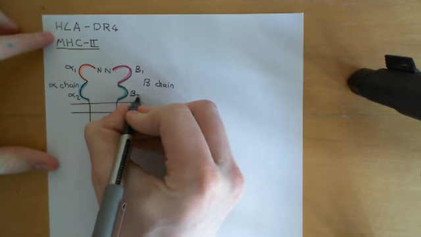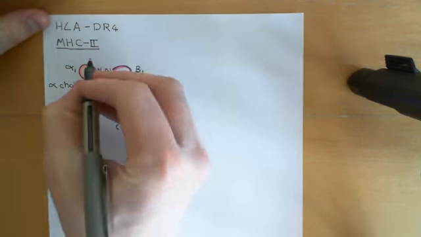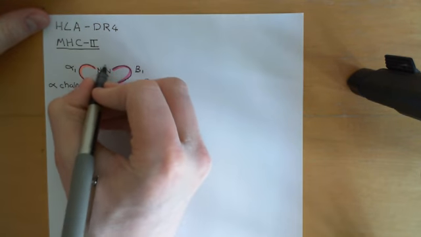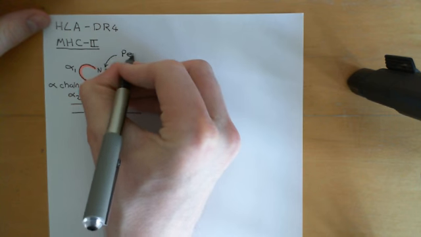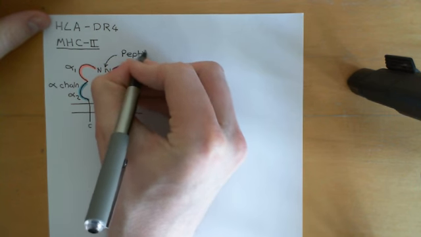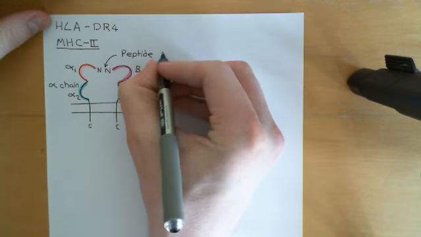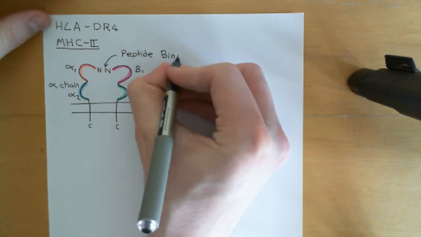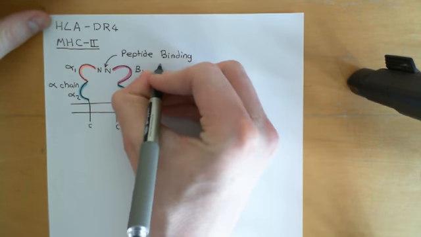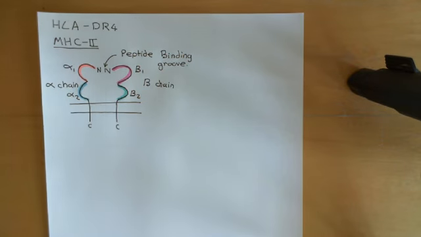Okay, now, the peptide binding groove of your MHC Class 2 molecule is between the alpha 1 domain and the beta 1 domain here. So this is where loads of little peptide fragments can be bound and be presented to the T cell receptors of CD4 positive T cells. Okay, so this is the peptide binding groove. Okay, right, so that's all very simple.